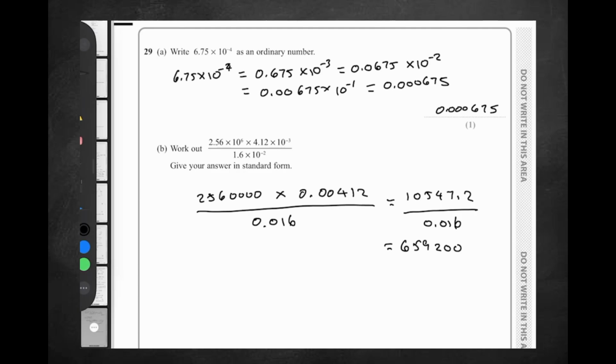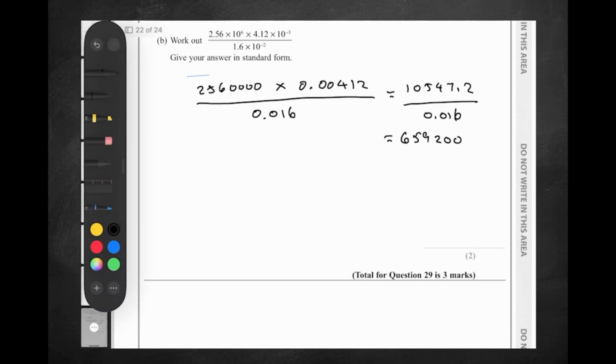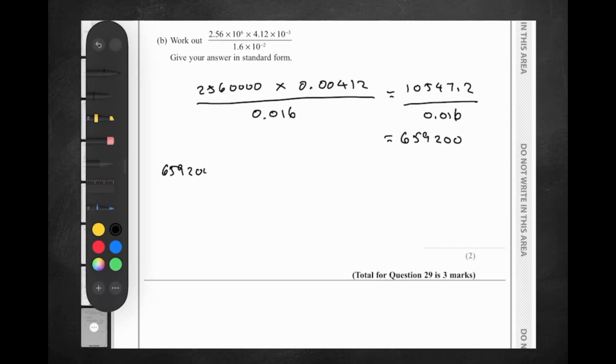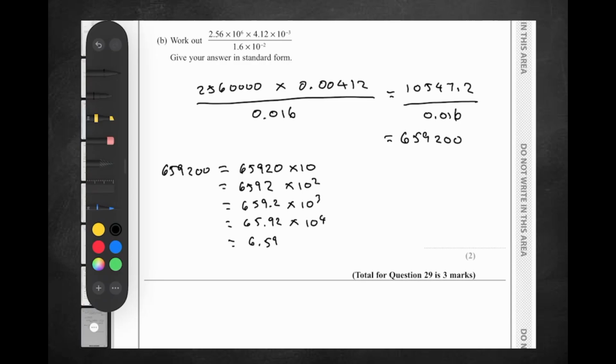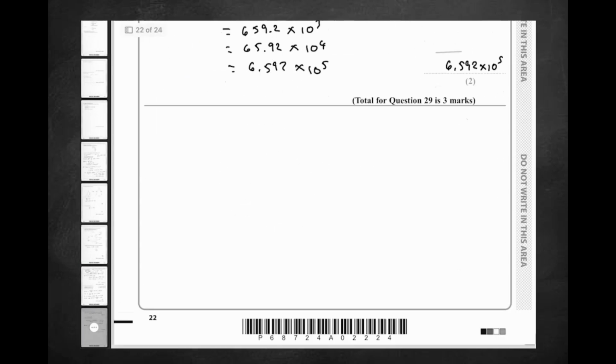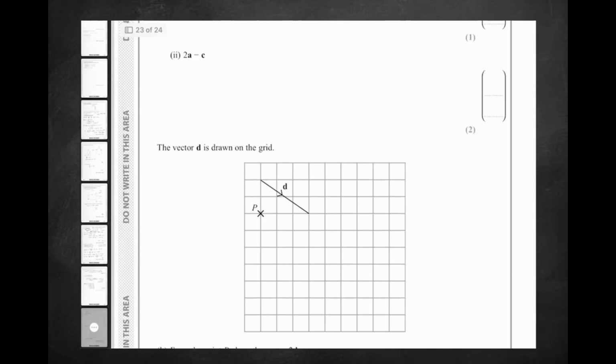So I'll divide this by 0.016 on my calculator, and I get 659,200. And as we said, they want the answer in standard form. So 659,200 equals 65920 times 10 equals 6592 times 10 squared, 659.2 times 10 cubed, 65.92 times 10 to the 4, 6.592 times 10 to the 5. That's our answer. I believe this is the final question, question 30.